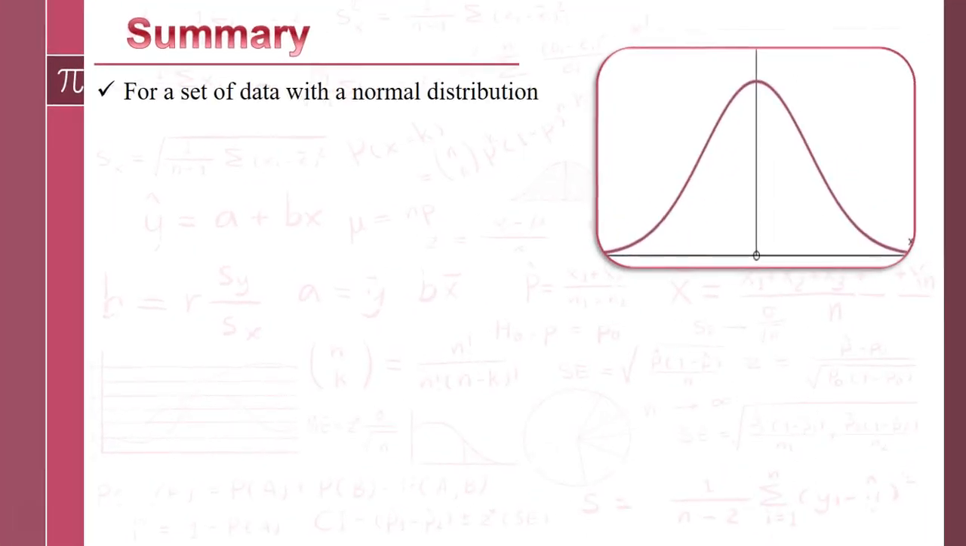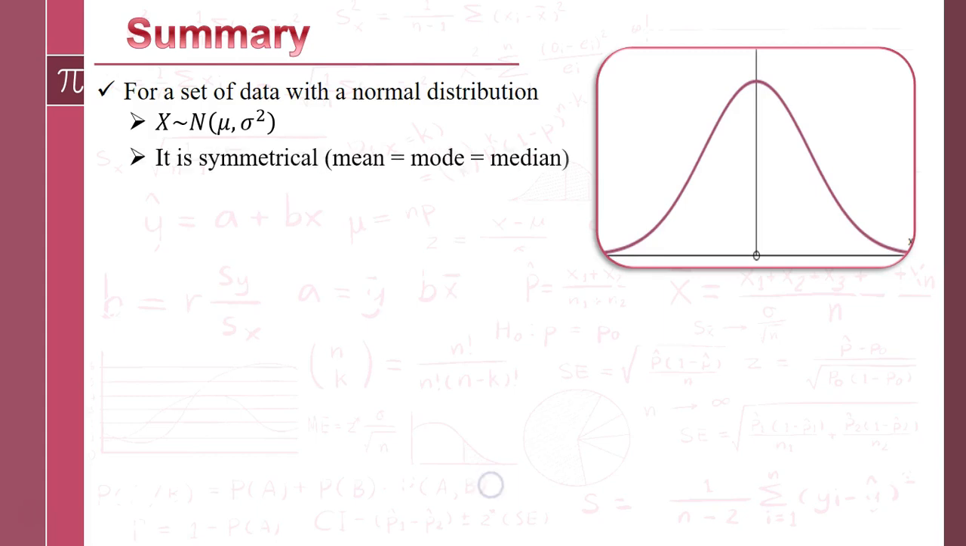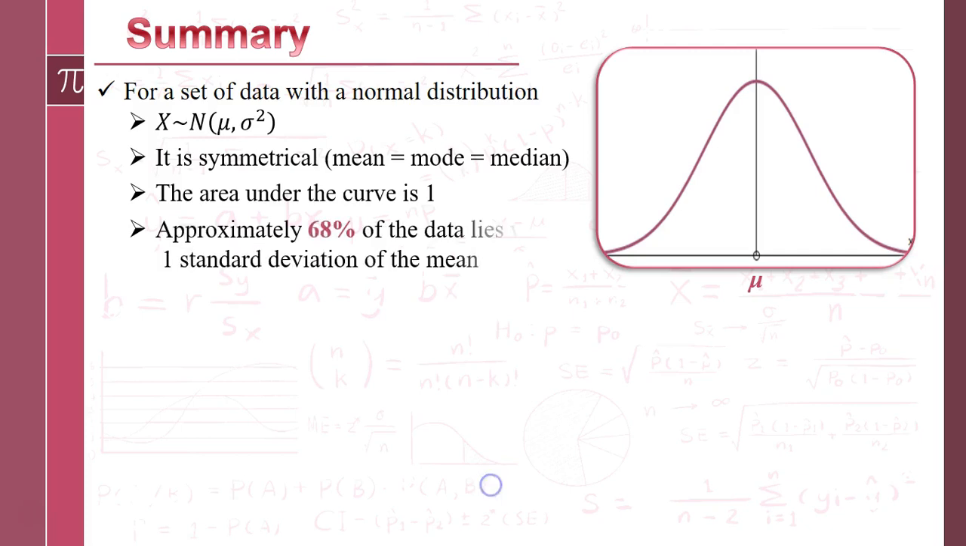Right. So, just to summarise all of that, what's going on with the normal distribution is it's distributed with our parameters mu and sigma, and it's the variance, sigma squared, that we use to define it. Mean equals mode equals median, it's symmetrical about mu. The area under the curve is 1, as I said on the previous slide.